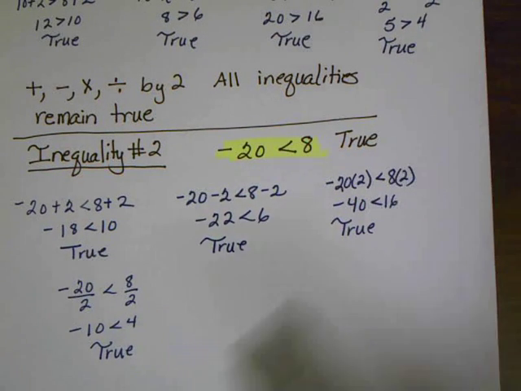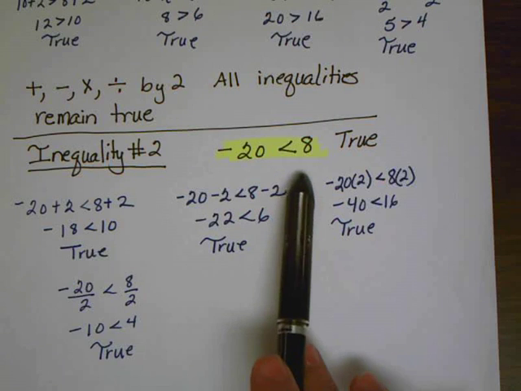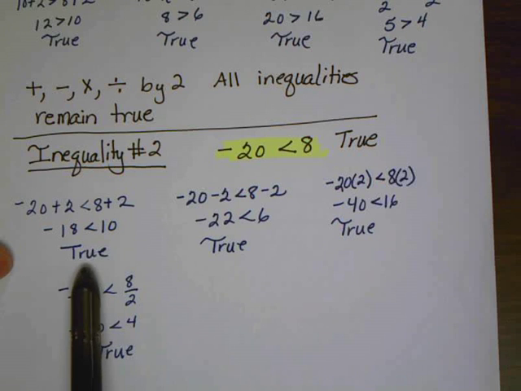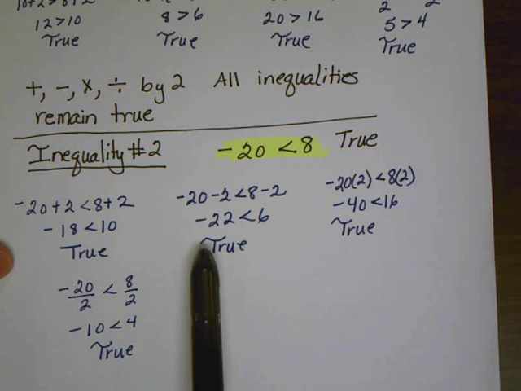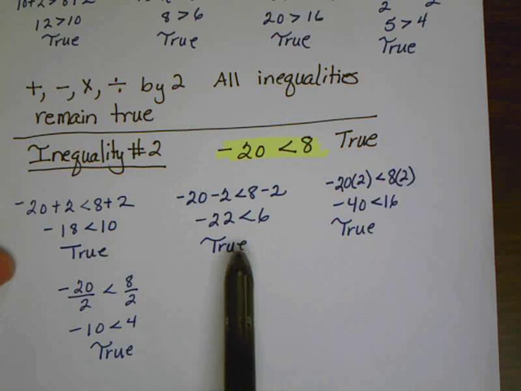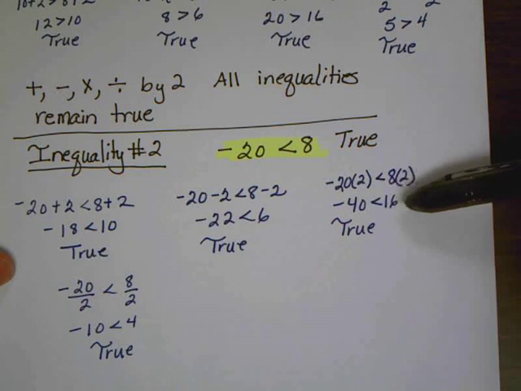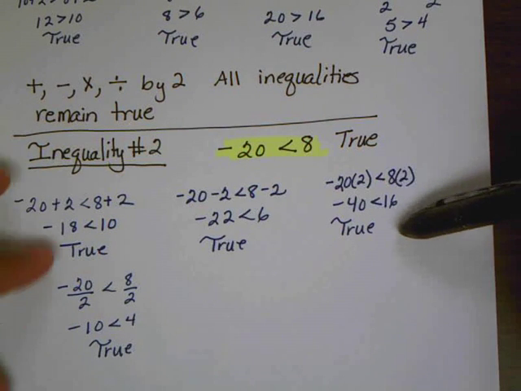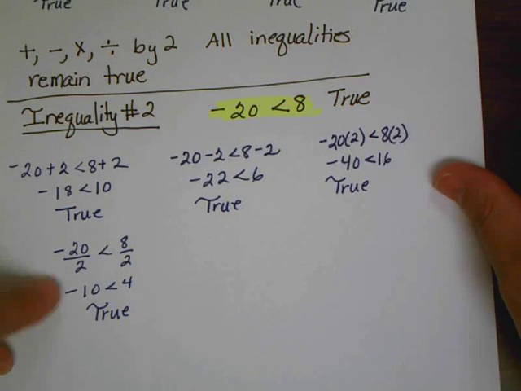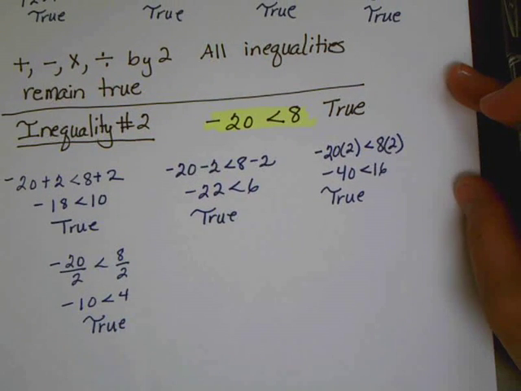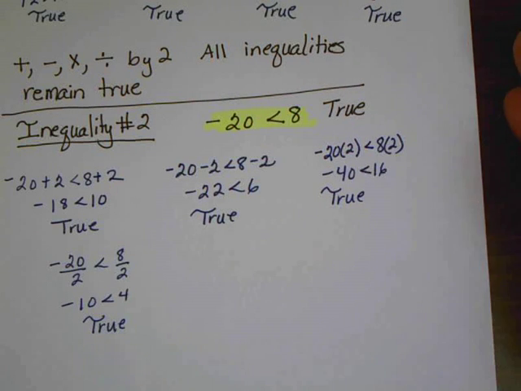Inequality number 2, I did the same thing. Negative 20 is less than 8. I add 2 to both sides: negative 18 is less than 10, which remained true. I subtracted 2 from both sides: negative 20 is less than 6, remains true. I multiplied both sides by 2: negative 40 is less than 16, remains true. I divided both sides by 2, and negative 10 is less than 4 is true. So on both of my inequalities, when I add, subtract, multiply, or divide by a positive, the statements remain true.